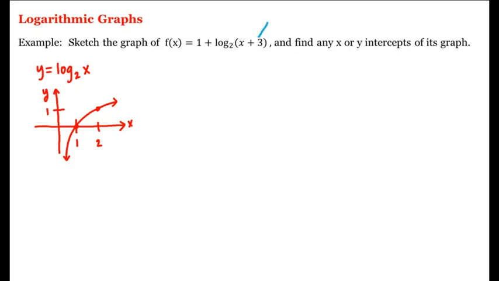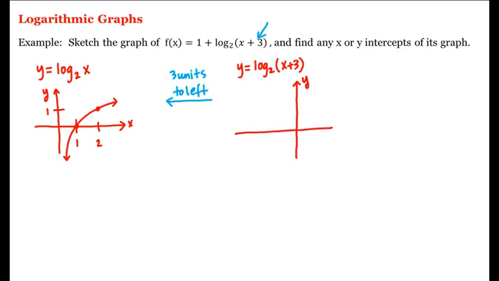Now what does this plus 3 do here? By adding 3 to x, what that does is it rigidly shifts this graph 3 units to the left. So the graph of y = log base 2 of (x + 3) will look like the following. Let's say this is the y-axis, and this is the x-axis.